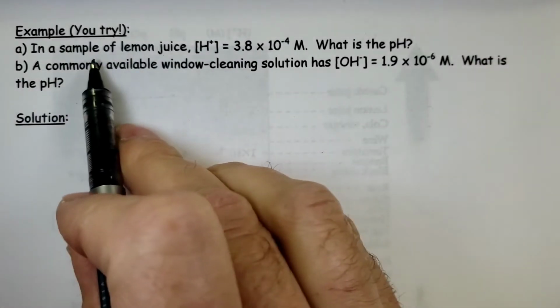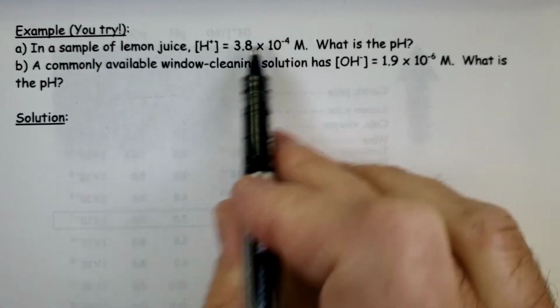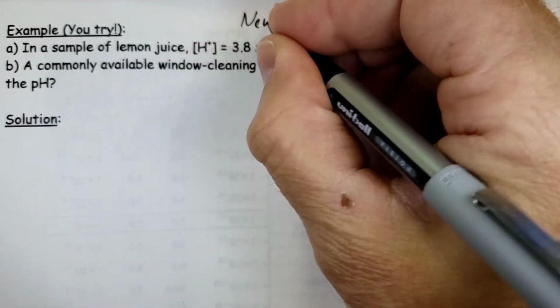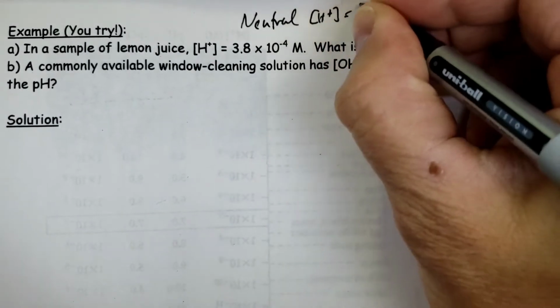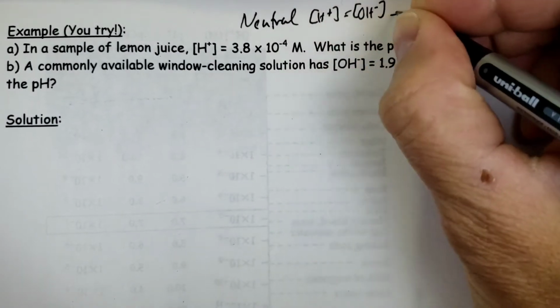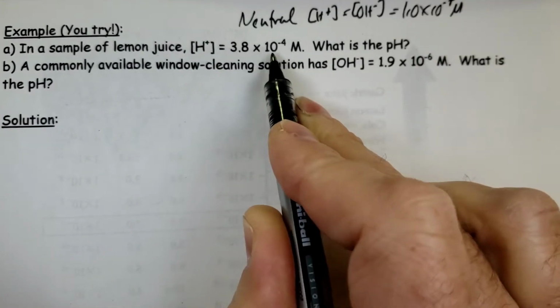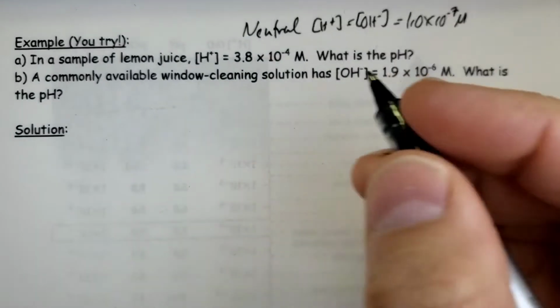So let's look at a sample of lemon juice, where H is equal to this. Of course, we see that this is going to be a bigger number than the neutral. Remember, neutral H equals OH, which is 1.0 times 10 to the minus 7 molar. And we can see that this is a bigger number because that decimal is only 4 places to the left as opposed to 7. What's the pH?